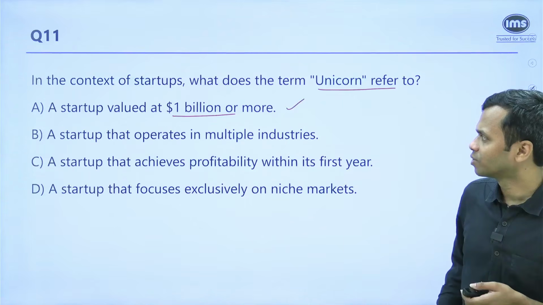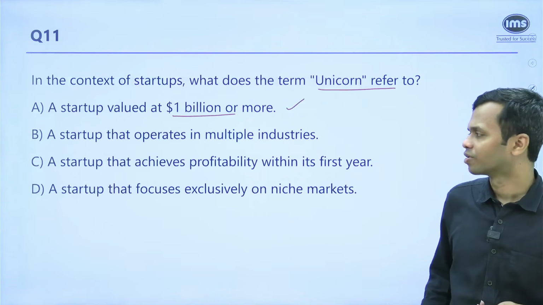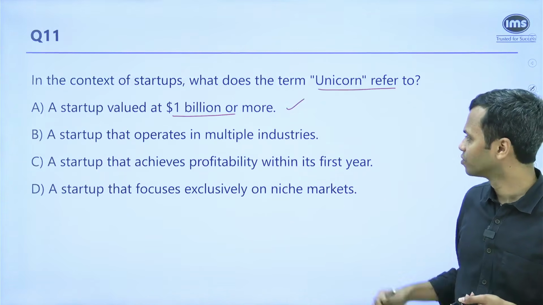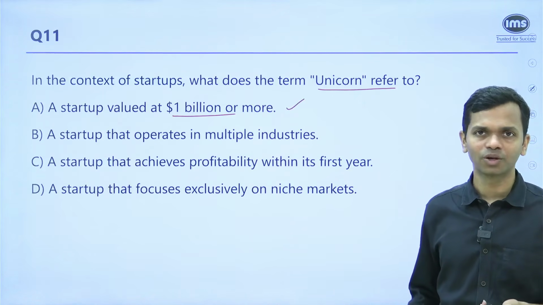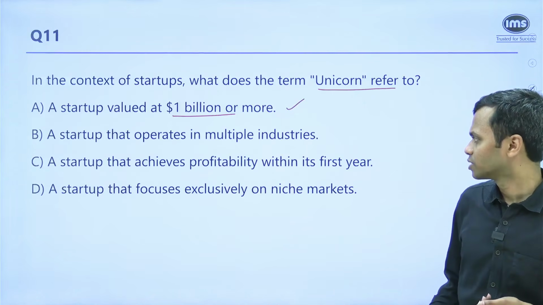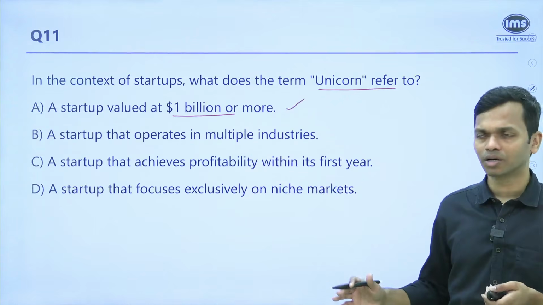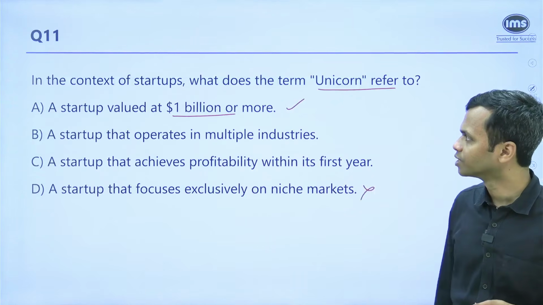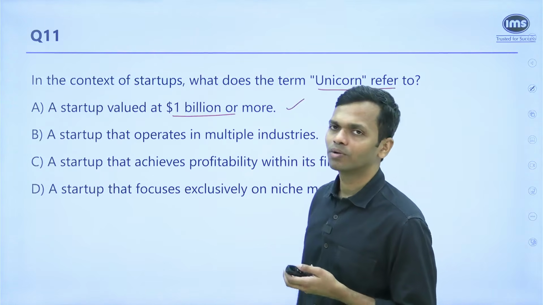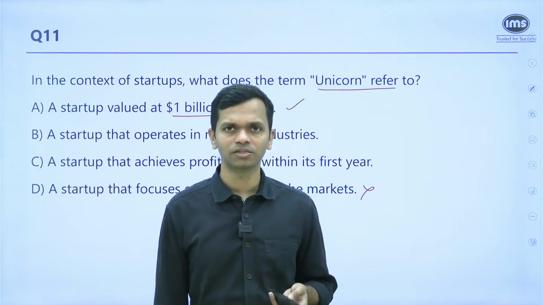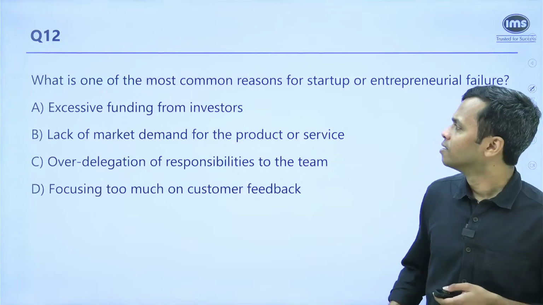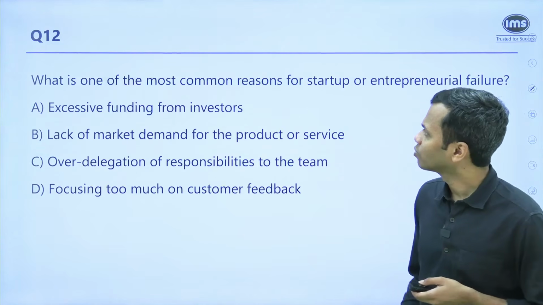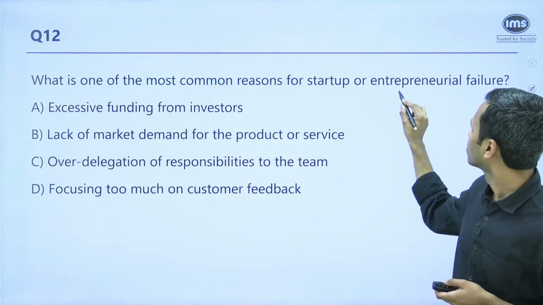B says a startup that operates in multiple industries, not really. Achieves profitability within first year, no. In fact, a lot of unicorns do not achieve profitability for a very long period. A startup that focuses exclusively on specific markets, right? So again, this can be eliminated. So the startup valued at $1 billion or more, that is the answer for the question as to who is a unicorn. Moving to 12, what is one of the most common reasons for startups or entrepreneurial failure?